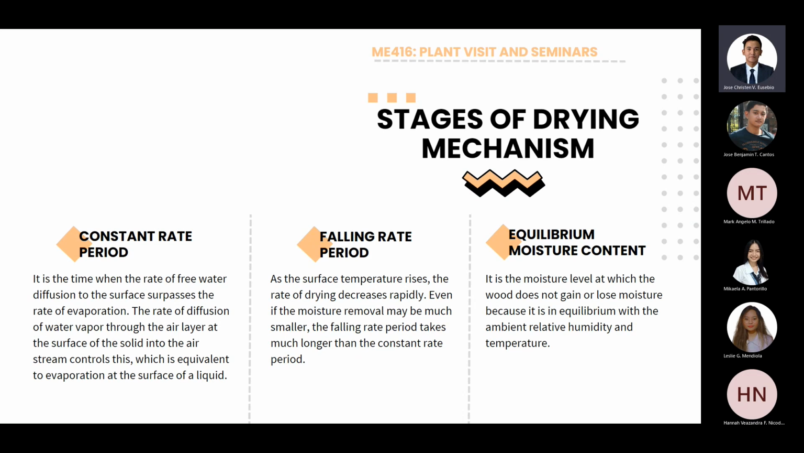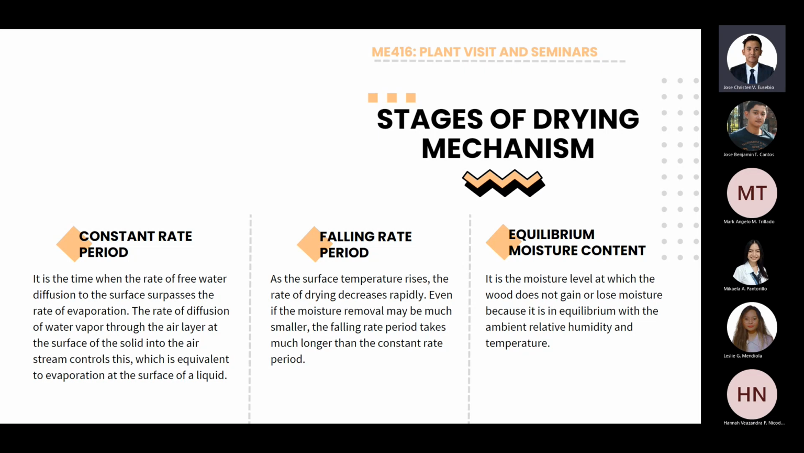Definitions nung tatlo. Constant rate period. It is the time when the rate of free water diffusion to the surface surpasses the rate of evaporation, and the rate of diffusion of water vapor through the air layer at the surface of the solid into the air stream controls this, which is equivalent to evaporation at the surface of a liquid.